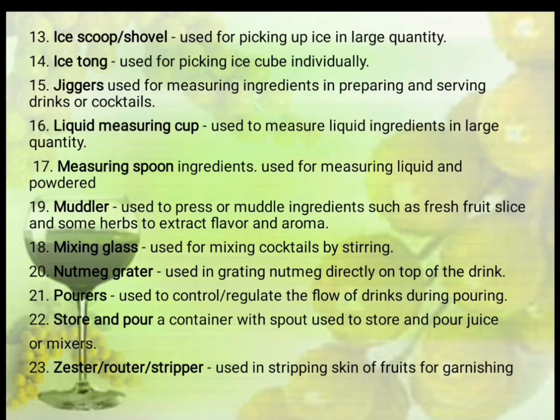Twenty, nutmeg grater, used in grating nutmeg directly on top of the drink. Twenty-one, pourer, used to control and regulate the flow of drink during pouring. Twenty-two, store and pour container with a spout, used to store and pour juices or mixers. Twenty-three, zester router stripper, used in stripping skin of fruits for garnishing.